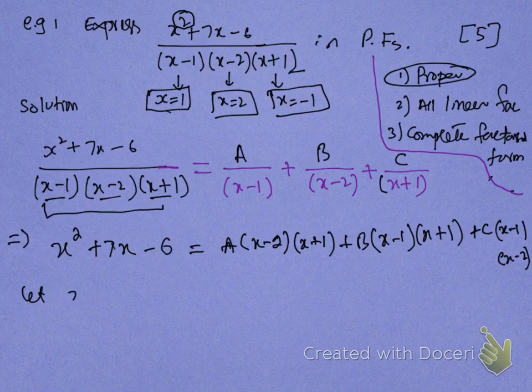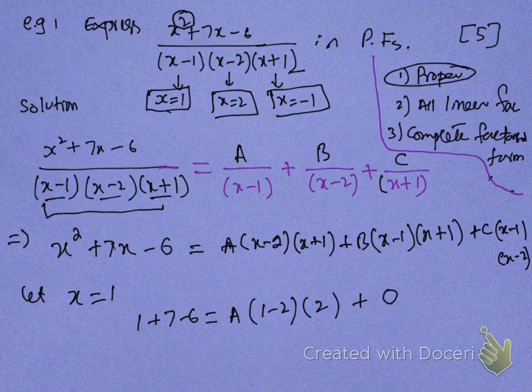First I'm going to substitute x = 1. When we substitute x = 1 on both sides, we get 1 + 7 − 6 on the left side. On the right side we have (x − 2), so 1 − 2, and (1 + 1) makes 2. Since we have (x − 1) here, we get 0, and the last term is also 0. Therefore we have 2 on the left side and −2A on the right side. Therefore the value of A will be −1.